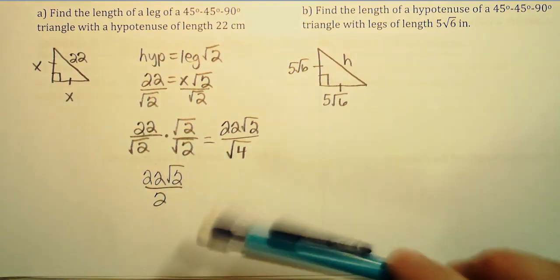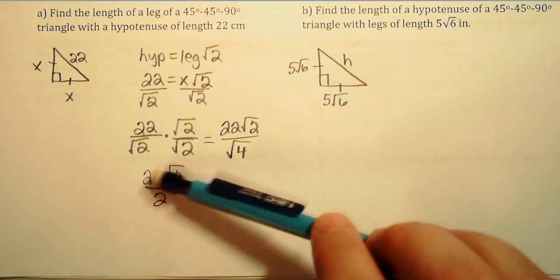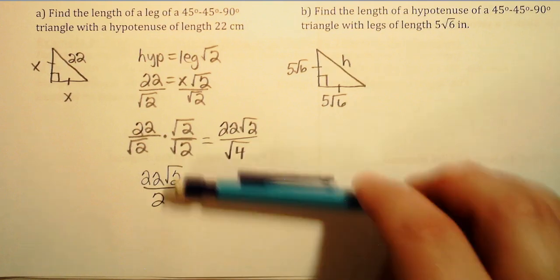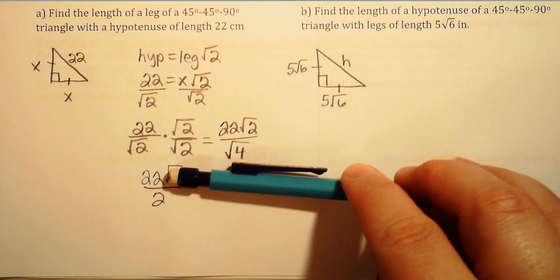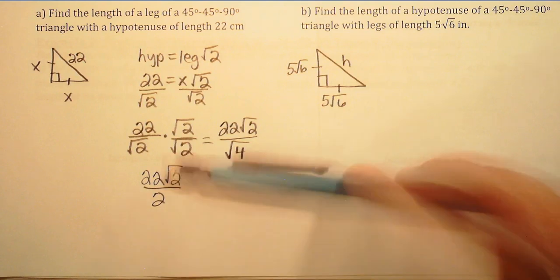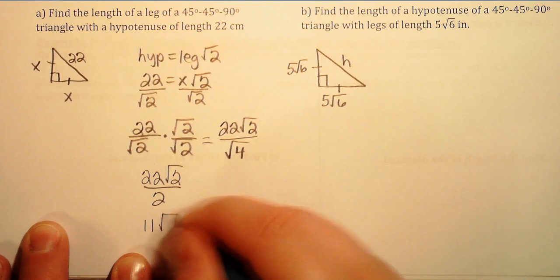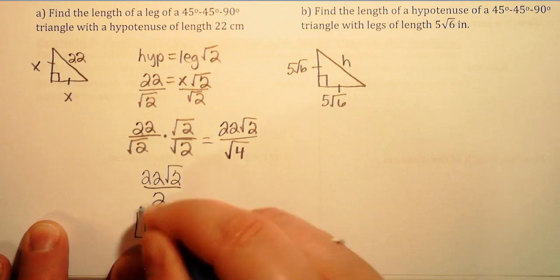Now again, this doesn't always happen. If this is an odd number, this won't be the case, but here, don't touch the radical. If you can actually divide those two numbers, which I can here, you can go ahead and simplify this. So this leg is 11 times the square root of 2.